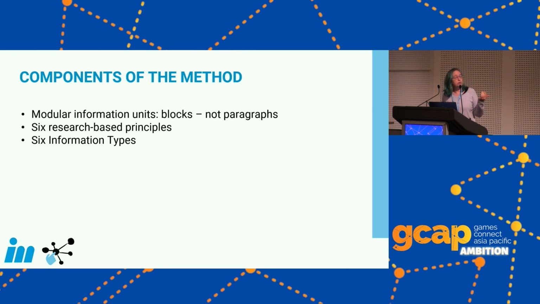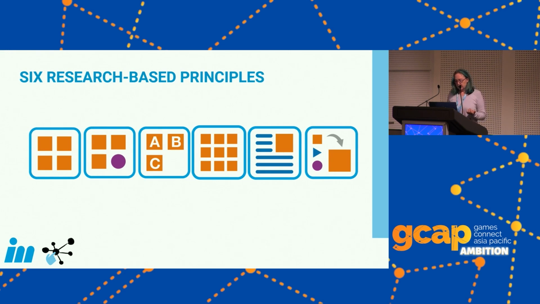Then there's 6 research-based principles, which I'm going to go through one by one. And then there's information types, which I'll only briefly touch on. Just to give you an idea, the whole course is 2 days, so it's all going to be quite fast. But those 6 research-based principles, what I'm going to give you is really going to help you to get started already. So let's look at those.